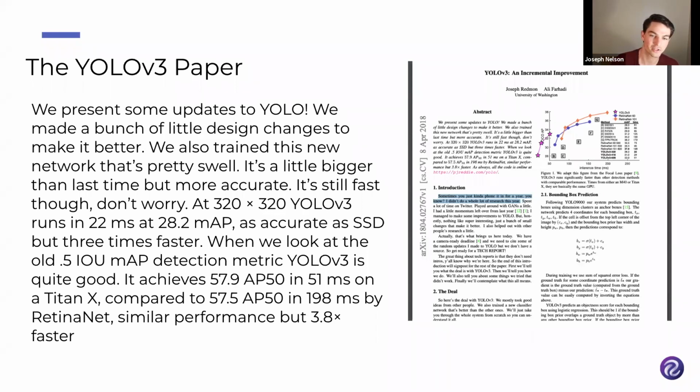At 320 by 320, YOLOv3 runs in 22 milliseconds at 28.2 mAP, as accurate as SSD, but 3 times faster. When we look at the old 0.5 IOU mAP detection metric, YOLOv3 is quite good. It achieves 57.9 AP50, mean average precision at 50%, in 51 milliseconds on a Titan X, compared to 57.5 AP50 and 198 milliseconds by RetinaNet. Similar performance, but 3.8 times faster.